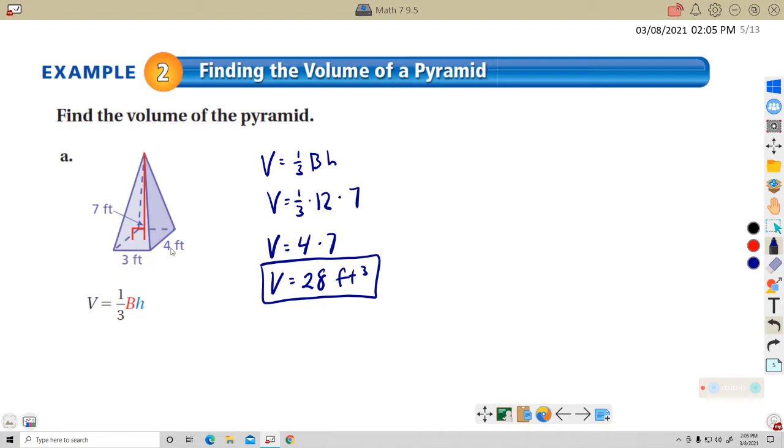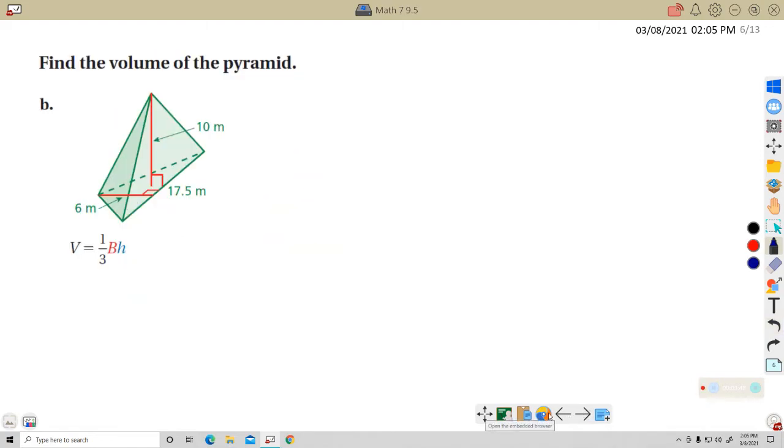All right. So this one's easier because it's just a rectangular base. Let's take a look at this last example here. This one is weird looking. We have this weird triangular base, and we've got a height here of 10. Well, that last step, multiplying by 10, will be pretty easy. Okay, so let's figure out the area of the base.